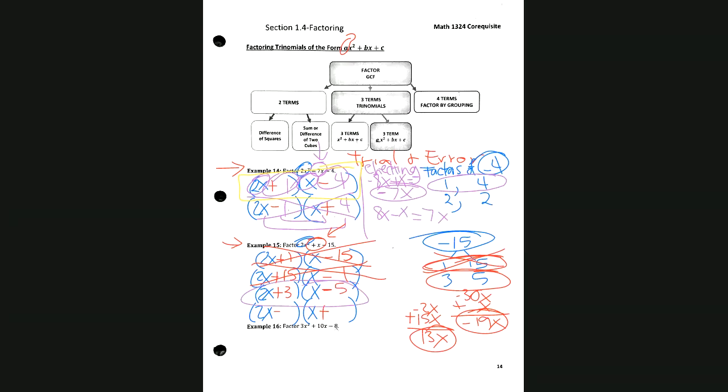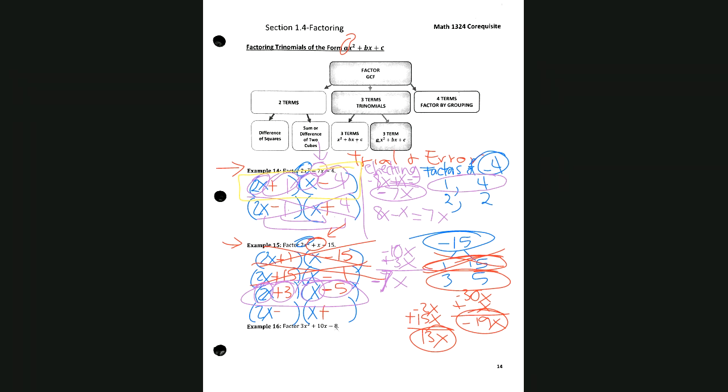Well, let's see if we have the right factors. So 2x times negative 5 is negative 10x. Then positive 3 times x is positive 3x. If we combine them, we will get negative 7x. And so that is not what we're looking for.